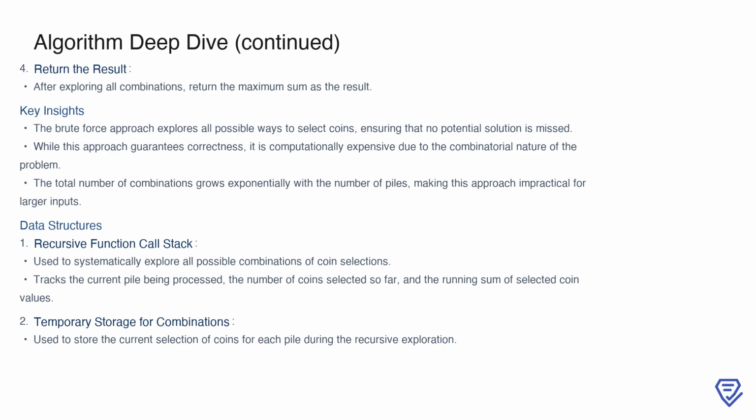Because the number of combinations grows exponentially with the number of piles, this approach becomes impractical for larger inputs. This is what's known as combinatorial explosion, where the number of possibilities increases drastically with the problem size.